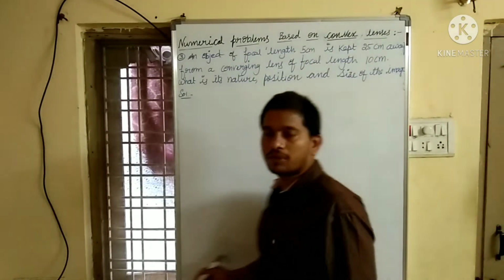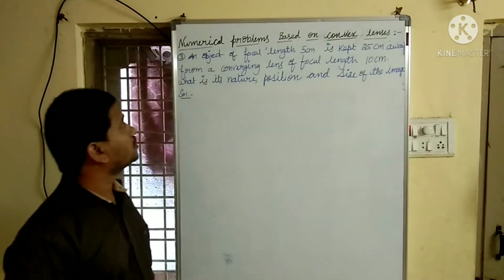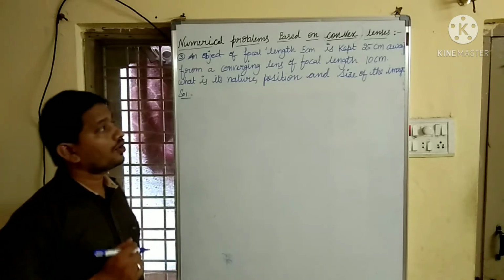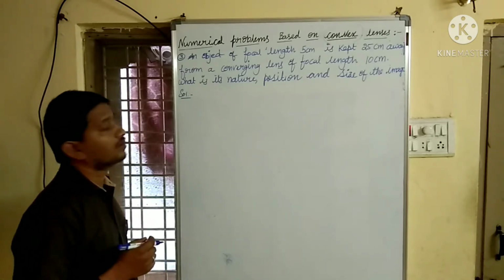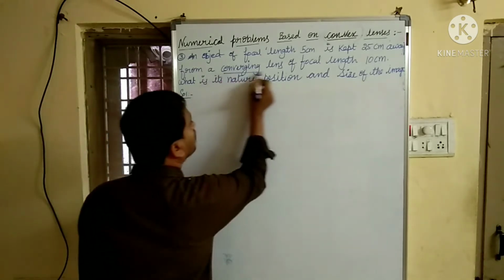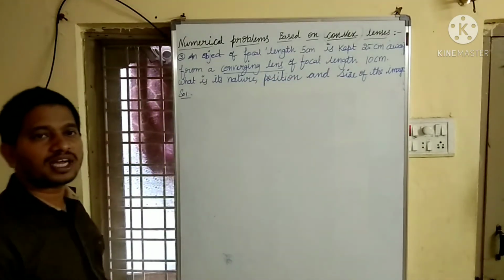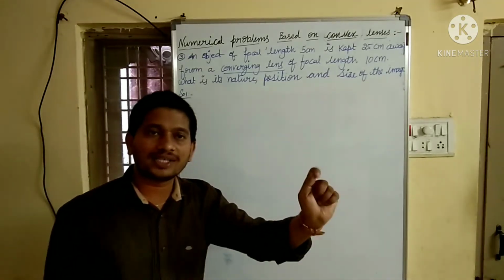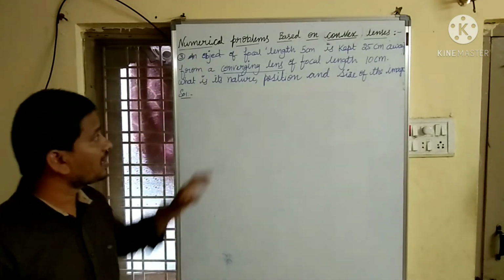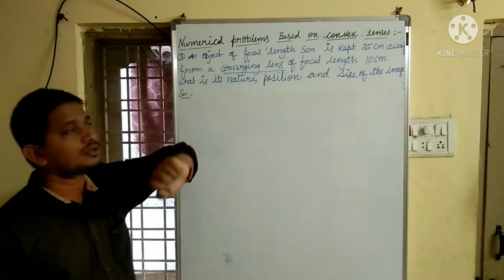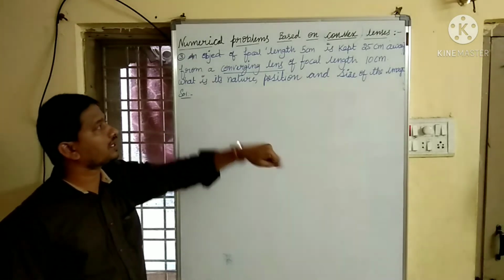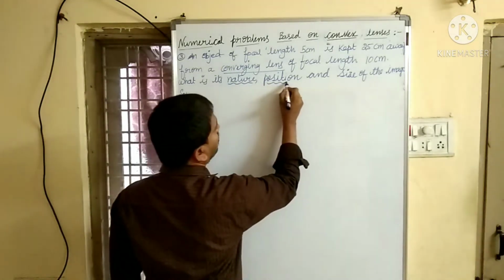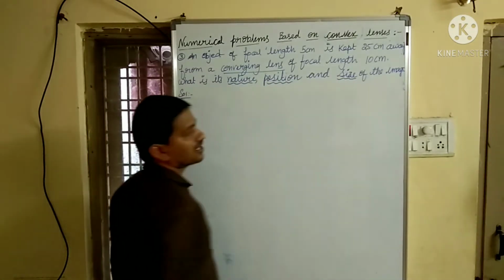Yes, coming to the third problem. An object of focal length 5 cm is kept 25 cm away from a converging lens. What do you mean by converging lens? I mean, convex lenses are also called converging lenses. I mean here, which is a convex lens of focal length 10 centimeter. What is its nature, position and size of the image?